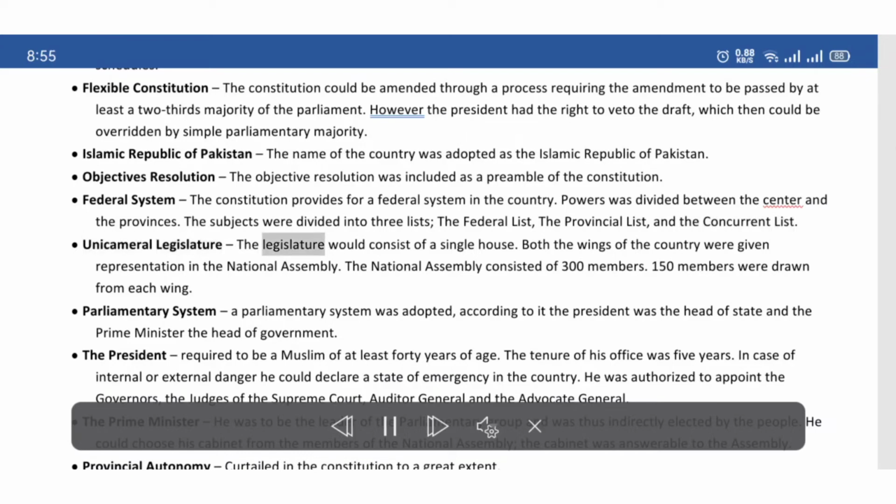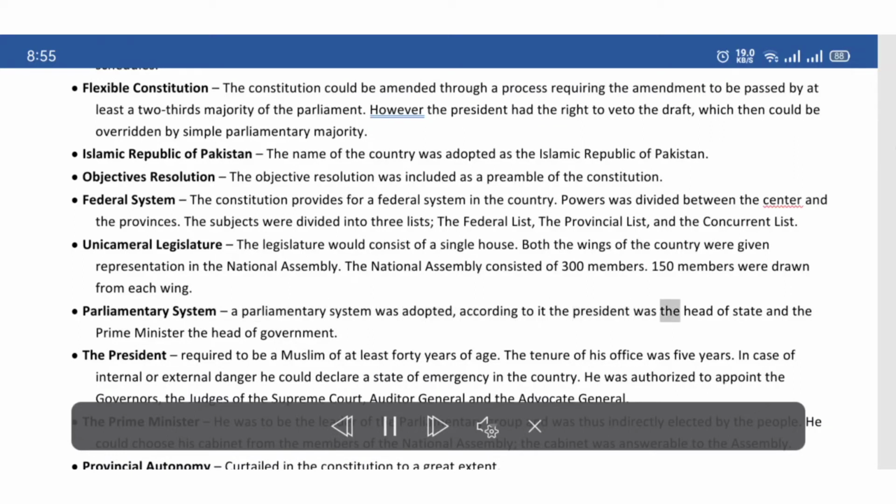Unicameral legislature. The legislature would consist of a single house. Both the wings of the country were given representation in the National Assembly. The National Assembly consisted of 300 members. 150 members were drawn from each wing. Parliamentary system. A parliamentary system was adopted.